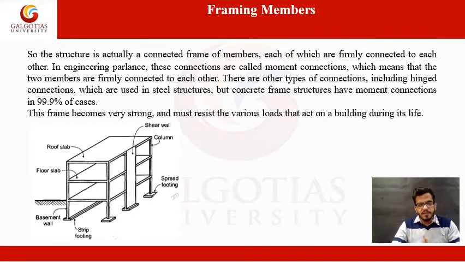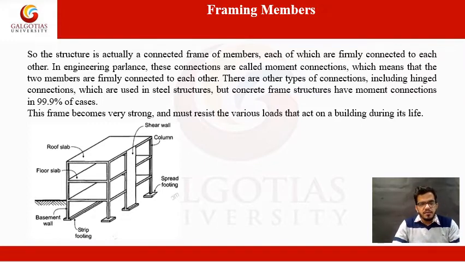Now we will see the different members that together form a frame for RCC frame structures. These are called framing members. So we have the roof slab, the shear wall, columns, footings, deep footings, basement wall, floor slab, and roof slabs. So these are the components of the framing members together forming an RCC frame structure.